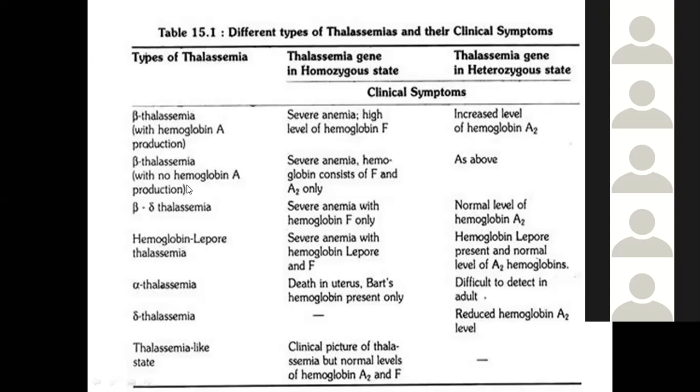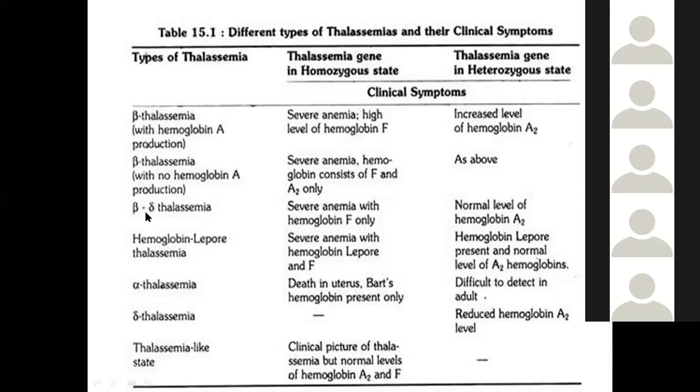All right. Then beta thalassemia with no hemoglobin A production, but in a homozygous state, severe anemia, hemoglobin consists of F and A2 only. Look, no hemoglobin A, only F and A2. Same as above. Increased level of hemoglobin A2 if it is heterozygous state.